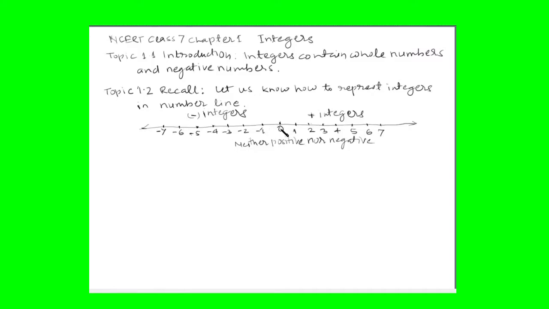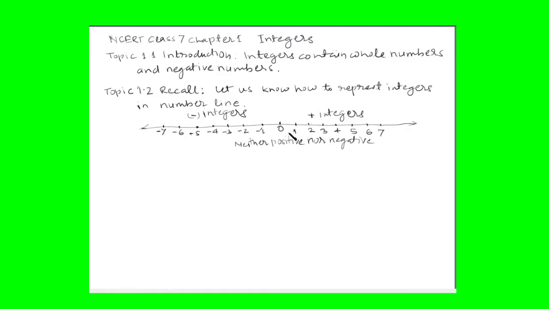If we go towards the left of any number, then the number goes on reducing. It means that minus 1 is on left of 0, so it is smaller than 0. Minus 2 is on left of minus 1, it is smaller than minus 1. Minus 4 is on left of minus 3, so it is less than minus 3. Minus 7 is on left of minus 6, so minus 7 is less than minus 6.